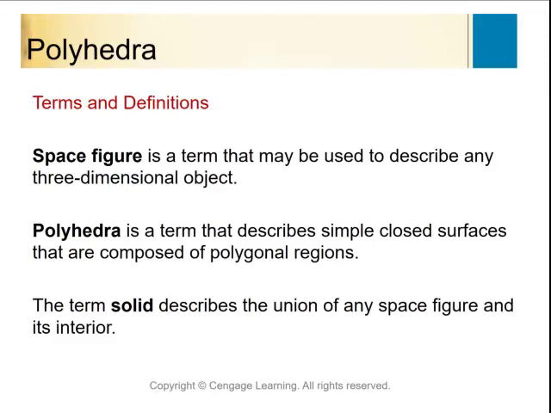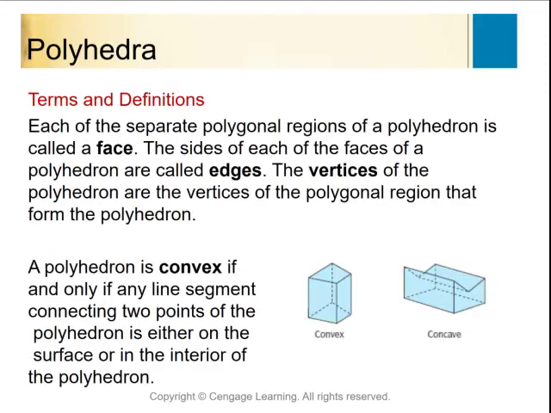So a three-dimensional figure is going to be called a space figure. If that space figure has simple closed surfaces that are composed of polygonal regions, we're going to call that a polyhedron. And the term solid is just going to be the union of any space figure and its interior, meaning all of it on the inside.